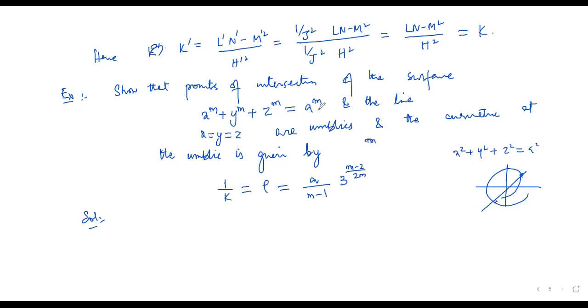Basically the question is, if we take any value of m, such as 3, 5, 7, 10 and so on, right, then the points would still be umbilics. For an umbilic we know that E by L is equal to F by M is equal to G by N. The first and second order fundamental magnitudes for that point would be proportional.